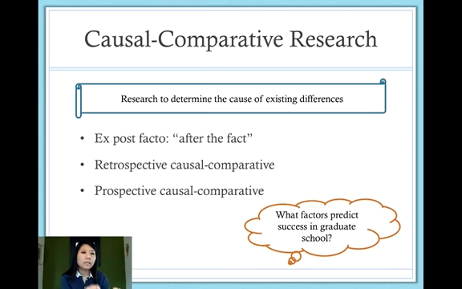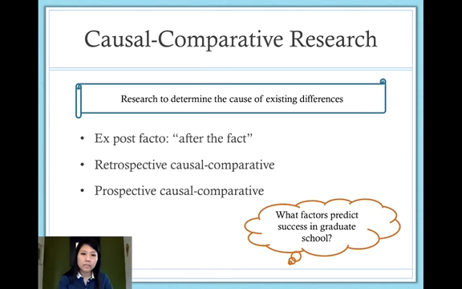Then I would break you into two groups, those with high undergrad GPA and those with low undergrad GPA, and I would see the relationship there. It's retrospective because I'm starting with the outcome first and then going back and asking, what was your undergrad GPA? It's already happened. Your undergrad GPA has already happened.